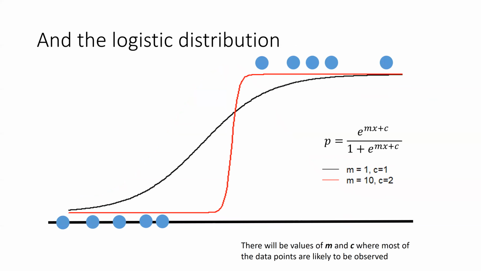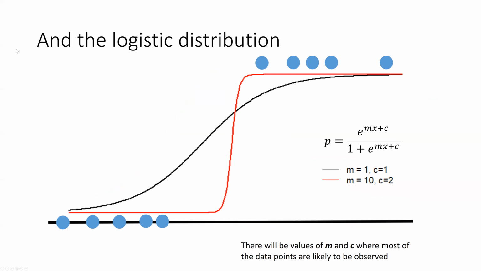So this is our distribution. We've got two distributions there: m equals 1 and c equals 1, and also m equals 10 and c equals 2. This is what they look like. And so we want to see which one best fits our distribution.